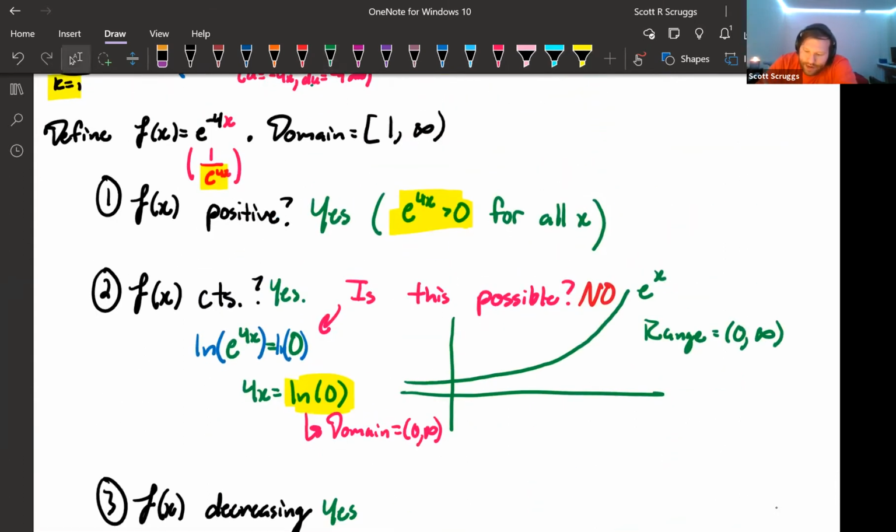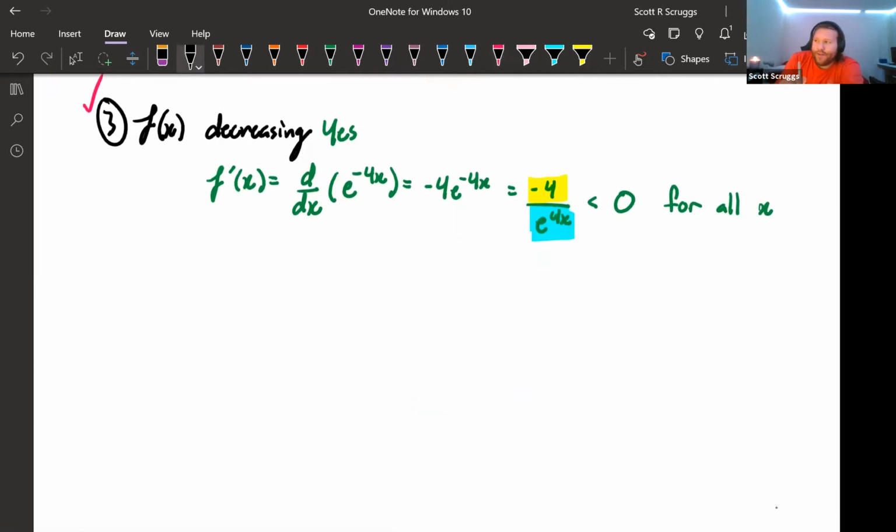So conditions 1, 2, and 3, they are all good to go for me to take the improper integral. So conditions 1 through 3 are met. We now get the improper integral. So integral from 1 to infinity e to the negative 4x dx.